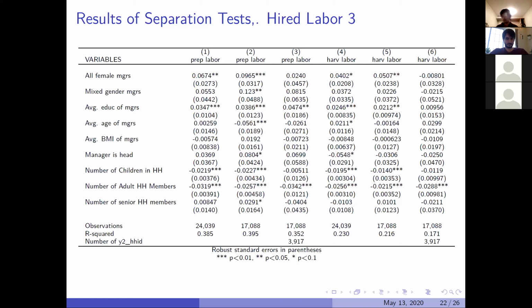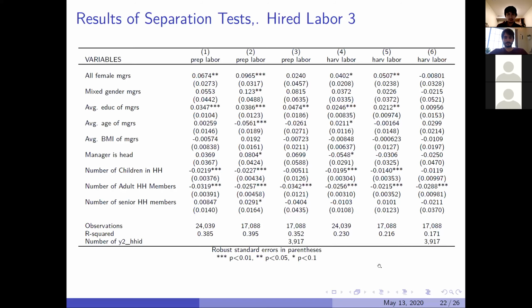And again, we see some pattern of rejections across the columns for the all female managers. Now, I just want to walk through the columns with you in case you're confused. So the first and fourth columns are the pooled OLS estimates. The third and sixth columns are basically the ones that you want to look at because those are the strongest specifications, which include the full structure of the error term.